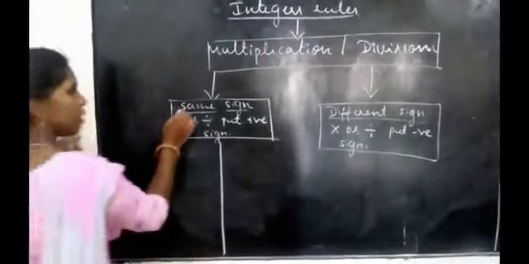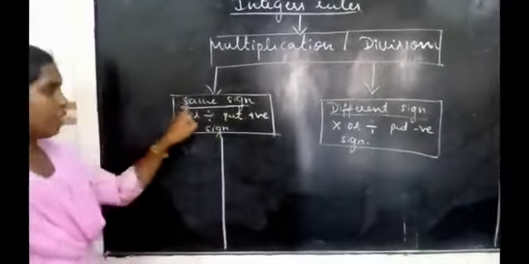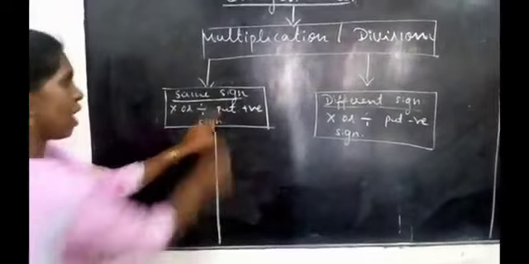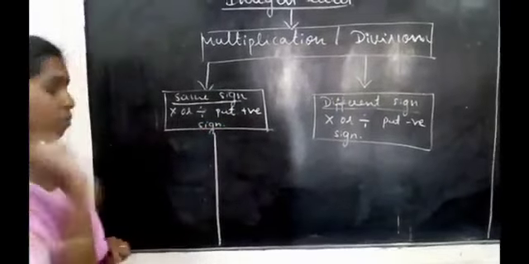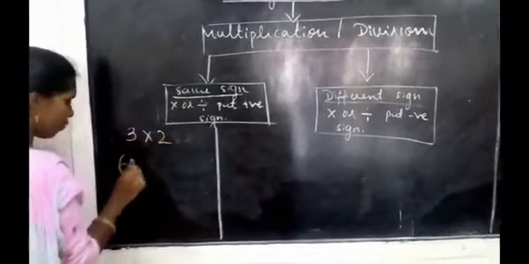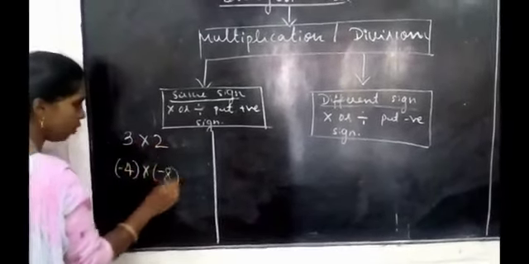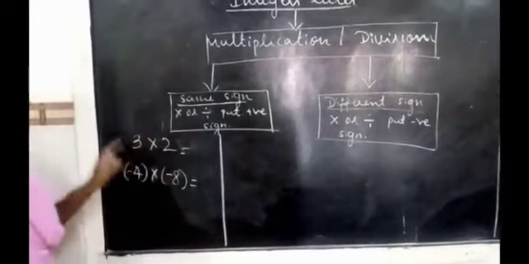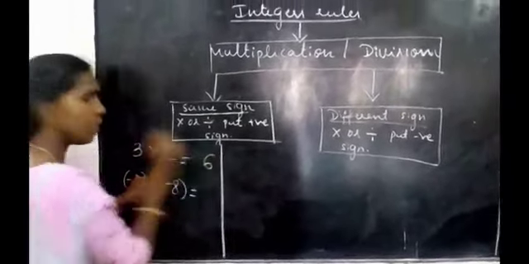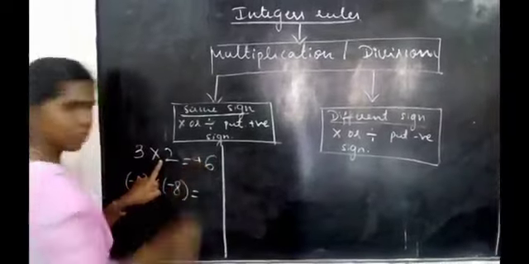The first thing is, if it is the same sign, multiply or divide the numbers as they are and put the positive sign. For example, 3 into 2 and minus 4 into minus 8. Look at these two examples. Here 3 and 2 have the same sign, so multiply it. 3 2s are 6, and put the positive sign.